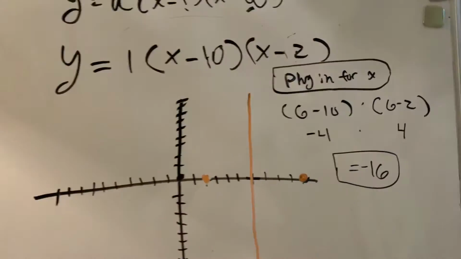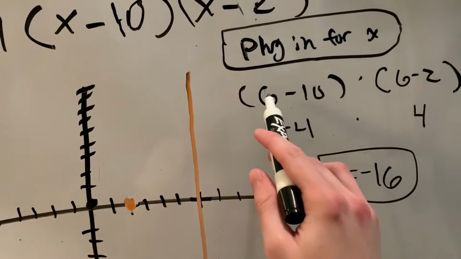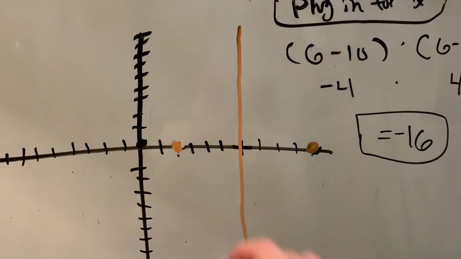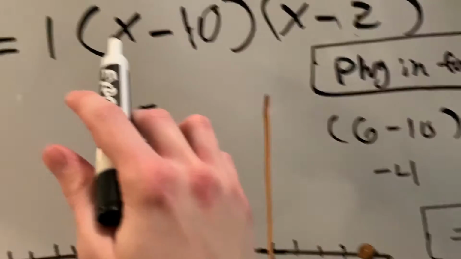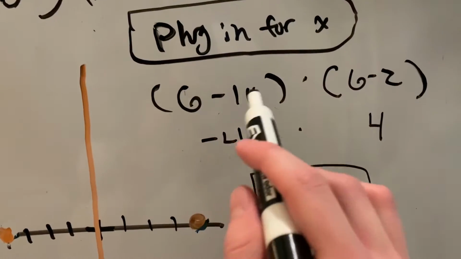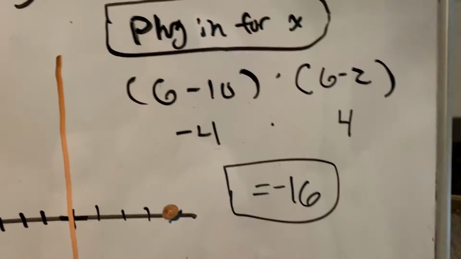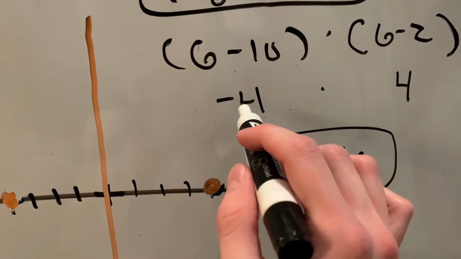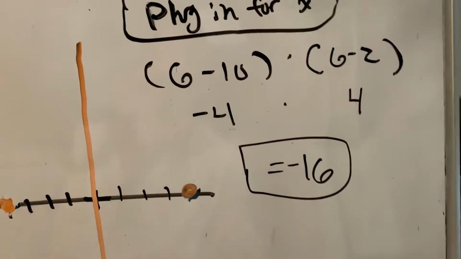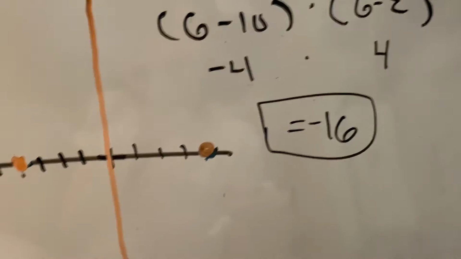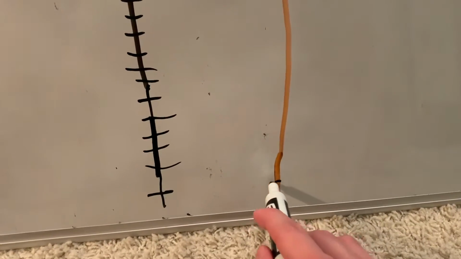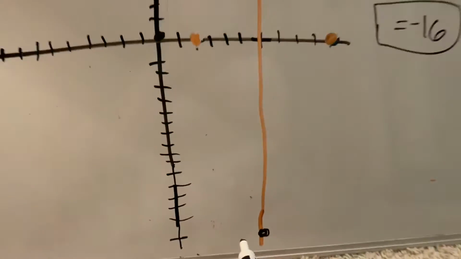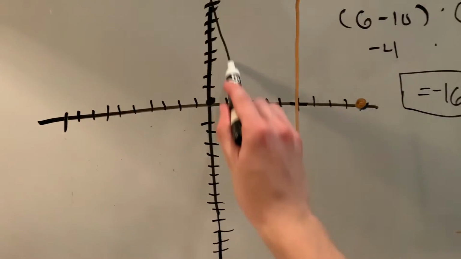So what we're basically doing here is plugging in our value we just found, which is 6, for x here. So we're putting 6 minus 10 times 6 minus 2. So this simplifies to negative 4 times 4. Multiply that, and we got negative 16. So we're going to look way down here to negative 16. Add that right here.